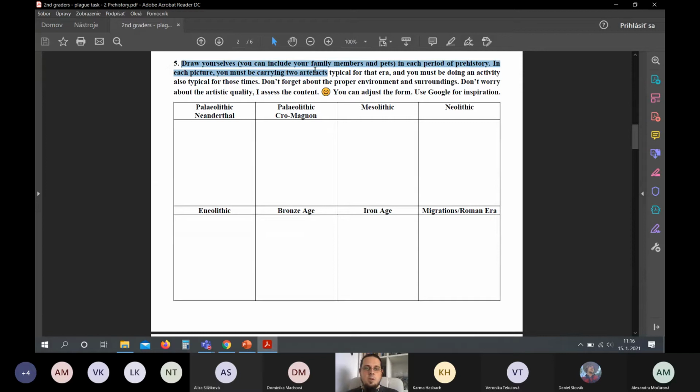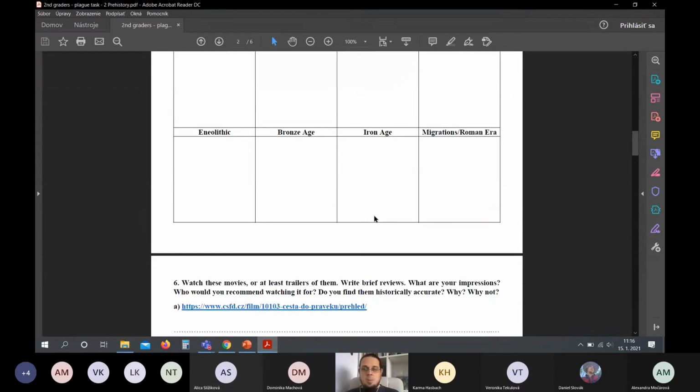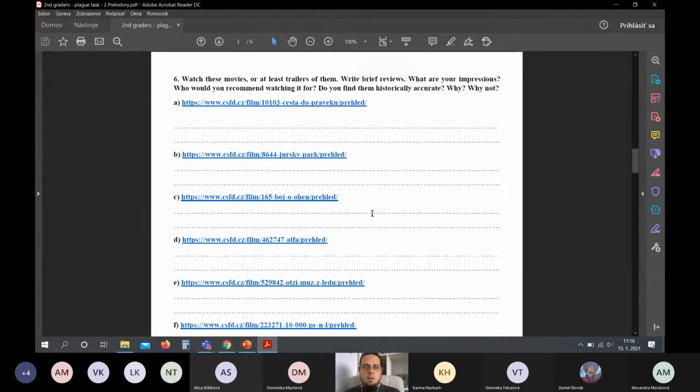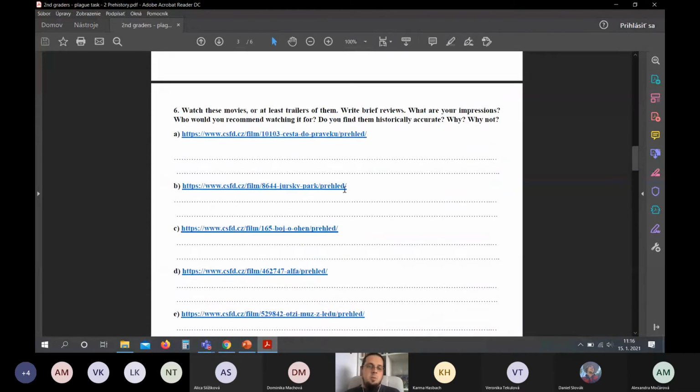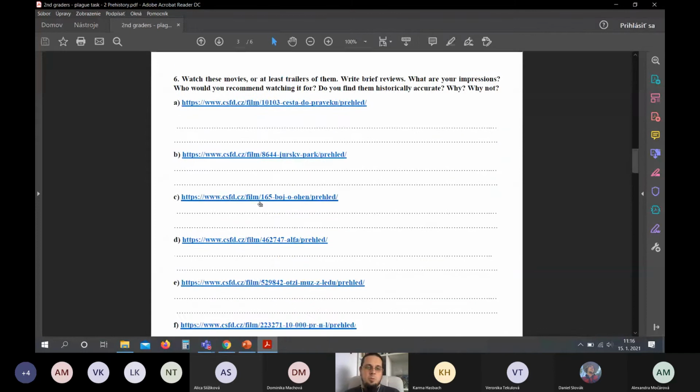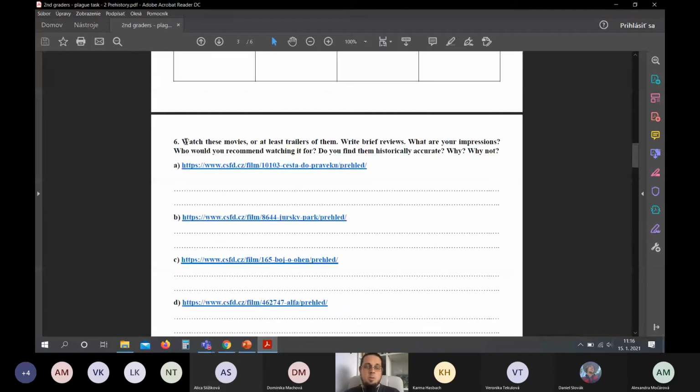For example, draw yourself with something you like, with proper artifacts, clothing, and environment around, from the Paleolithic, Neanderthal, Cro-Magnon people, Mesolithic, Neolithic, Eneolithic, Bronze Age, Iron Age, and Great Migrations or the Roman era. That is the same thing. So that is a really cool thing, and a couple of movies. Some of them were watching older movies because they didn't read, because you have to be really careful about what you read. Watch these movies, or at least trailers of them.